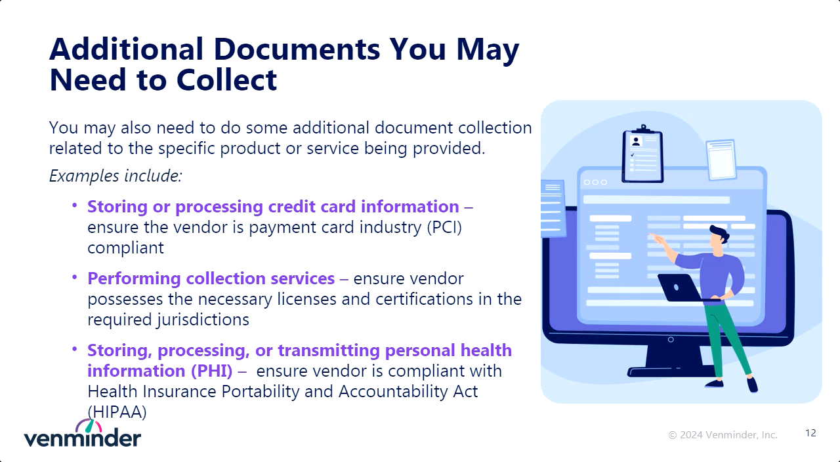If a vendor is storing or processing credit card information, that would require confirmation that they're PCI compliant. If they're performing collection services, you would need to make sure that they have the required licenses and certifications, which are usually different depending on the jurisdiction. And if they're storing, processing, or transmitting PHI, you should be collecting documentation to verify that they're compliant with HIPAA. And these are all good examples of why any standardized list of due diligence should still be evaluated for each vendor engagement, just to make sure you're not missing any required information.